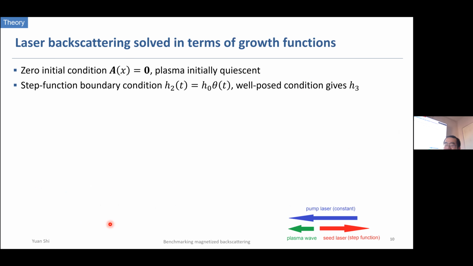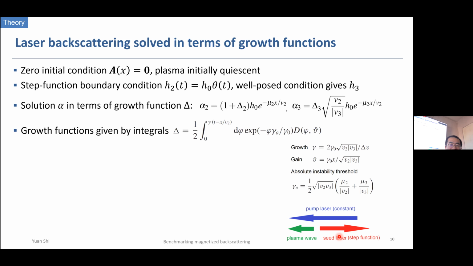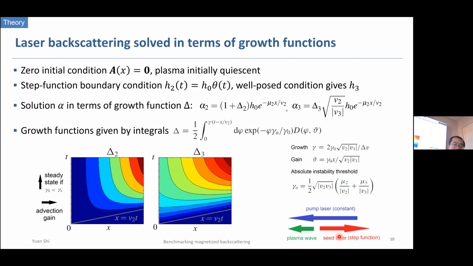Okay, so that's the setup at the very bottom. We have a pump laser, which is roughly a constant amplitude. And then we launch a seed laser. The way we do that is we take a step function that ramps up in time. We can take other profiles, but in this particular profile we have a simple analytic solution. I say it's simple because it's expressible in terms of Bessel functions, but Bessel functions are not very simple, I guess. But anyway, you can plot the growth function like this.